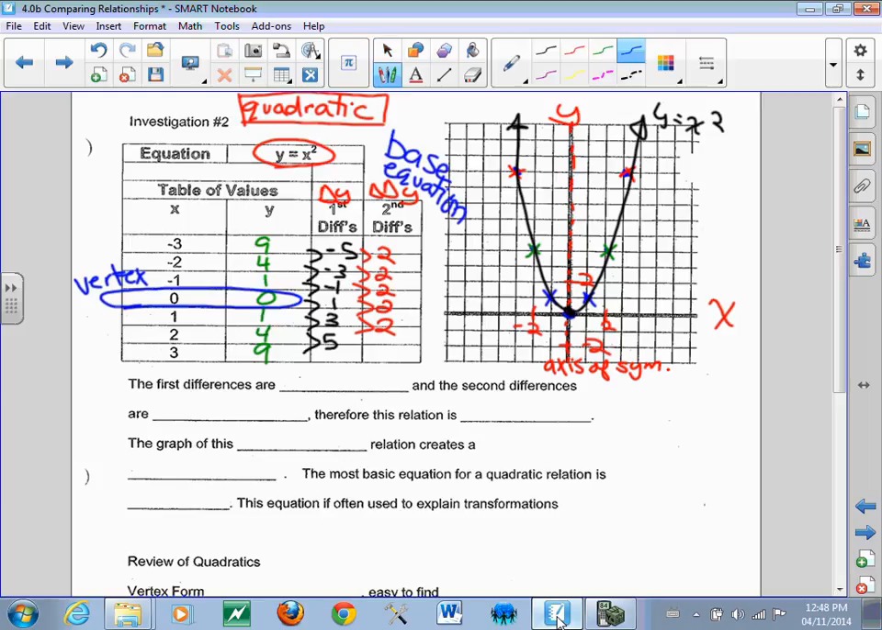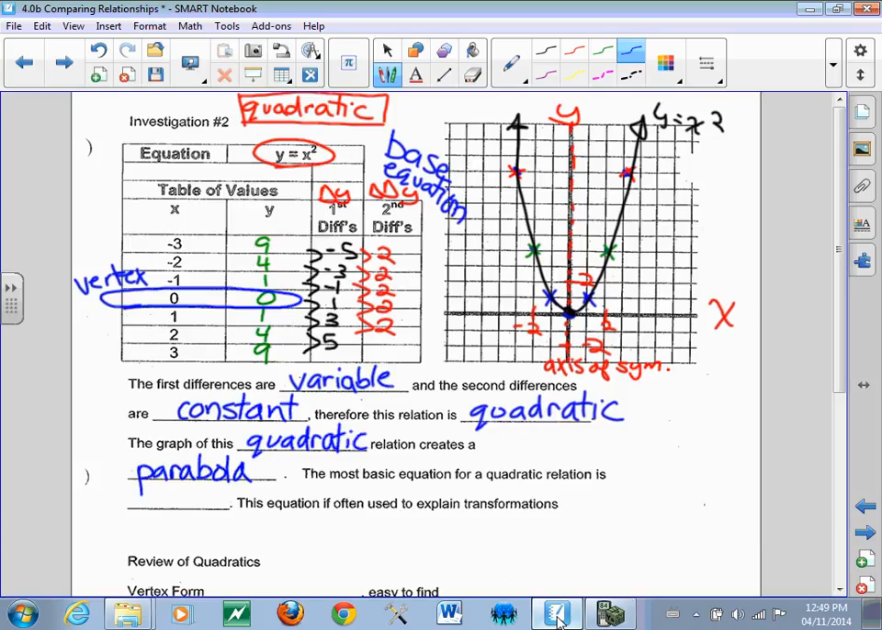All right, let's take a look at filling in the blanks here, folks. The first differences are variable or not the same, whatever you want to write down there. And the second differences are constant or equal. Therefore, this relation is quadratic. Okay, the graph of this quadratic relation creates a, what shape is it called, folks? It's a parabola. Most people call it parabola.